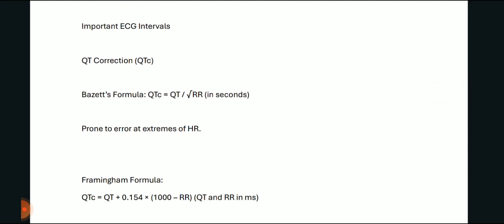Now the ECG intervals: QT. There is something called QT correction. There is Bazett's formula: corrected QT interval is QT divided by the square root of the RR interval in seconds. Why is it done? Because the QT interval is prone to error at extremes of heart rate, when the heart rate is very low or very high. We can make mistakes in QT calculation. So to correct it, we divide by the square root of the RR interval.